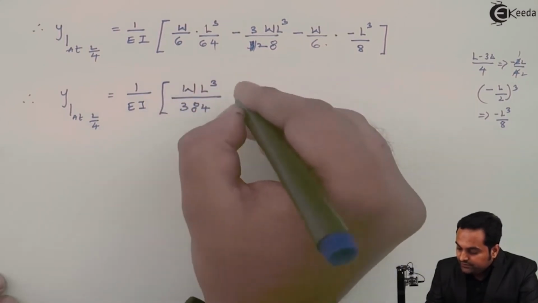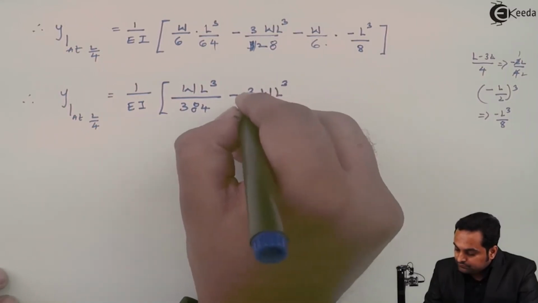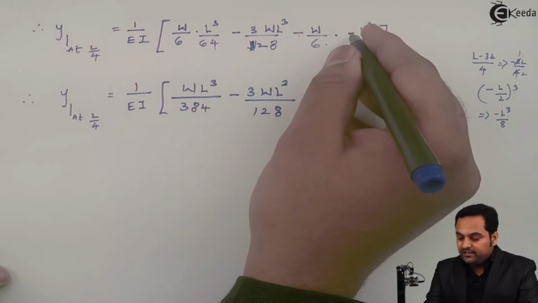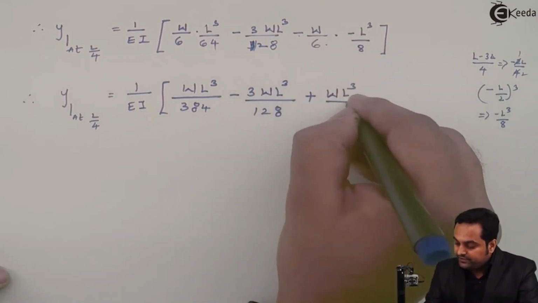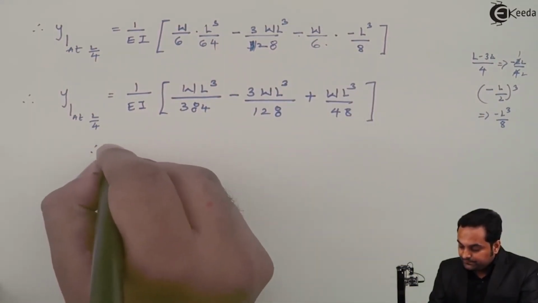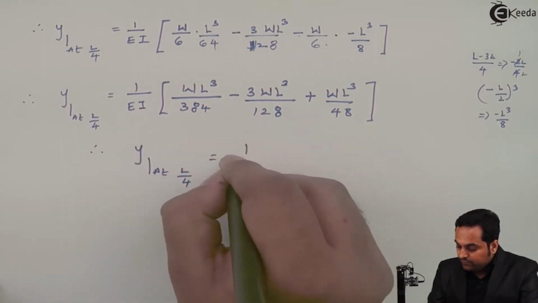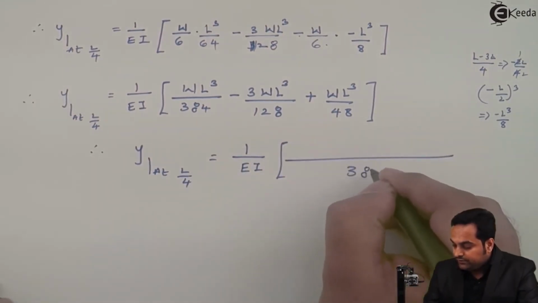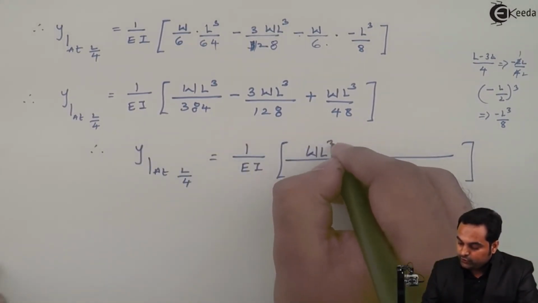WL cube is in the numerator, minus 3 WL cube upon 128. Here we have minus into minus, that becomes plus WL cube upon 6 into 8, that is 48. So on further simplification, y at L by 4 comes out to be 1 upon EI. Here I'll take 384 into the denominator part. So here I have WL cube.